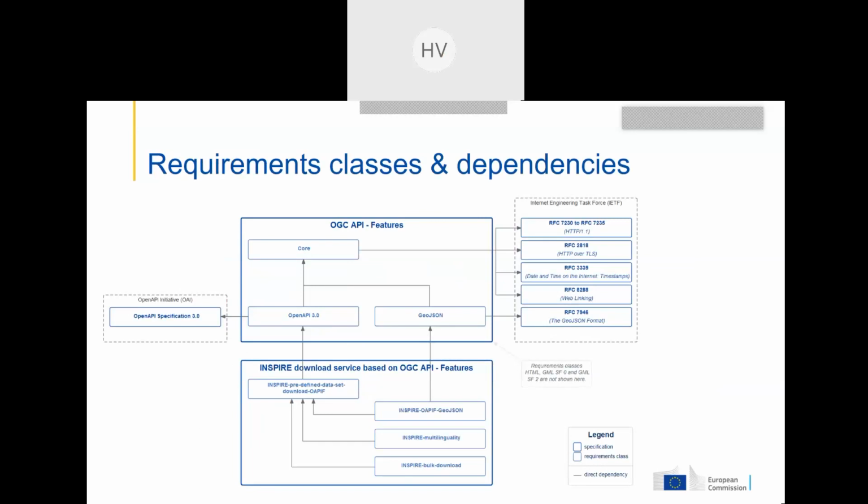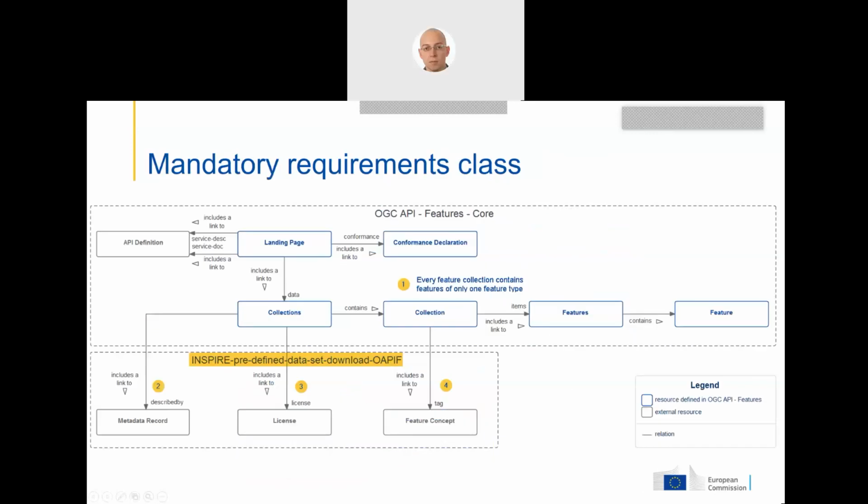Yes, as you could already see on a previous slide from Alex, there are 4 requirements classes shown at the bottom within Inspire. What I would like to highlight here is that the Inspire core requirements class not only builds on the core requirements class from OGC API Features, but also on OpenAPI 3.0. So it is a requirement to use OpenAPI 3.0 within this Inspire specification. And then on the next slides, I will go quickly through the different requirements classes. Next slide, please.